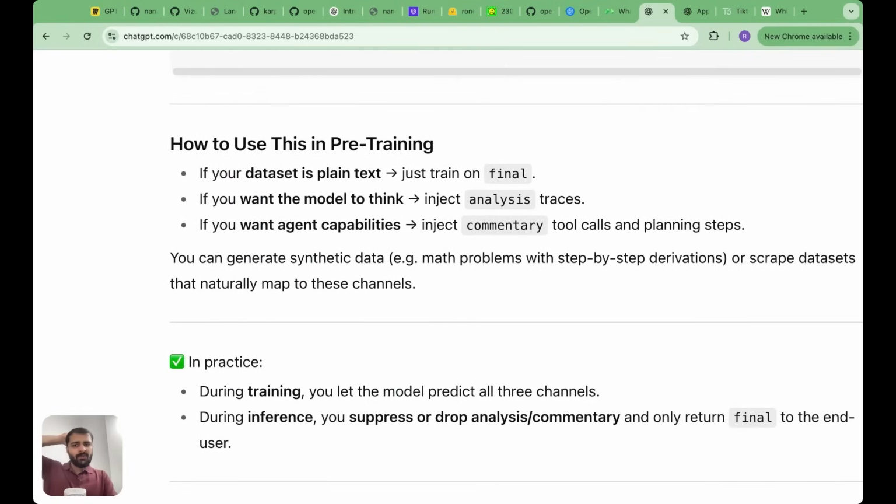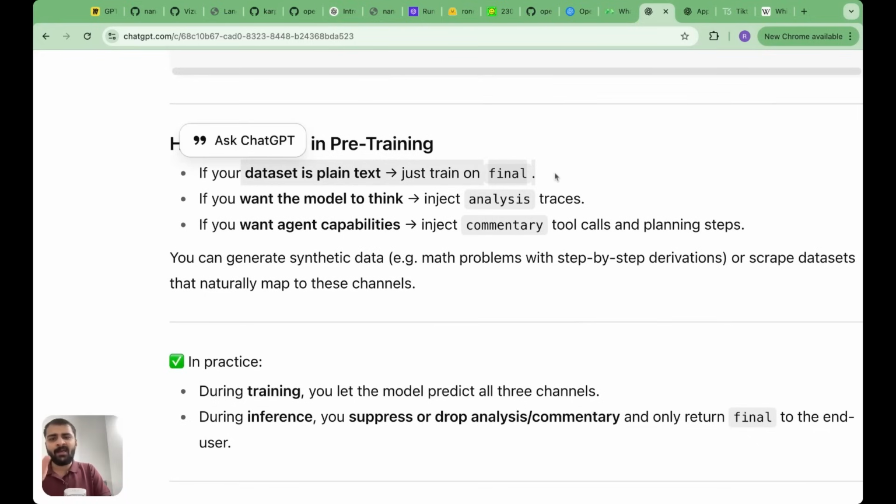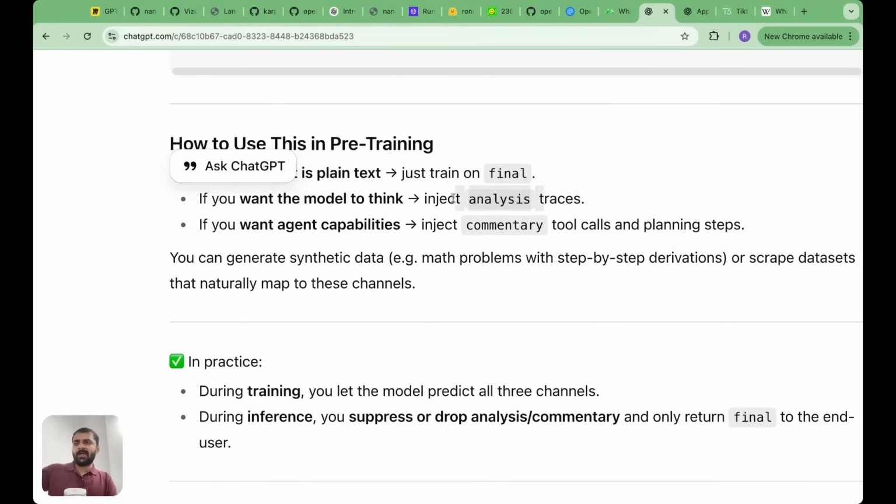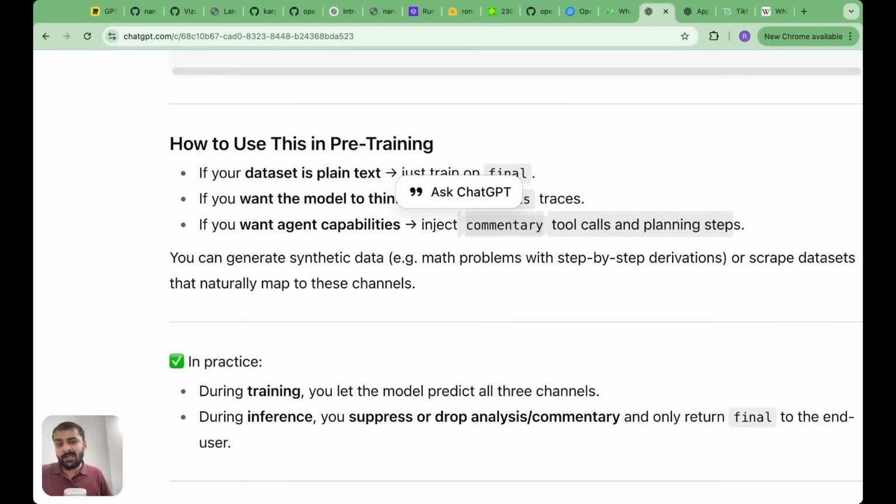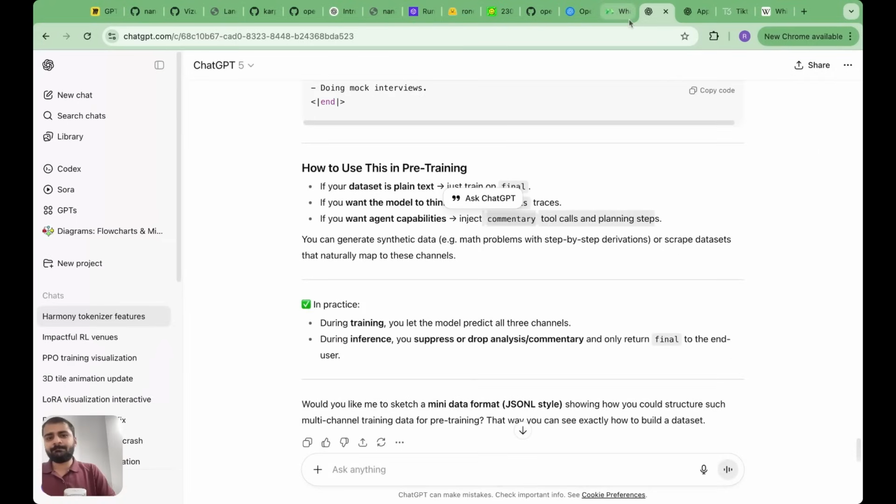So if you're in pre-training, if the data set is in plain text, we just train on final. If we want the model to think during pre-training, we can inject analysis tags in the data set itself. And if you want to inject agentic capabilities, we can inject the commentary, tool calls, and planning steps in the pre-training dataset as well. I believe that GPT-OSS added these in the pre-training dataset so that the model can learn to reason and develop agentic capabilities as well. But we are not going to do that.